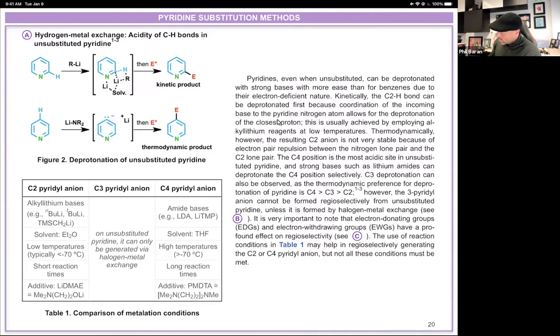So as you can imagine, for the C4 pyridyl anion, which is thermodynamic, you want longer reaction times, a little bit higher temperature, a solvent like THF. Maybe people use additives as well, whereas for the C2 pyridyl anion, you'd want to use maybe a base like BuLi and a less coordinating solvent, and much lower temperature and short reaction time, so it doesn't have time to think about the situation. So that table is a good guide to give you the idea of what conditions you should start off with and try to control it.